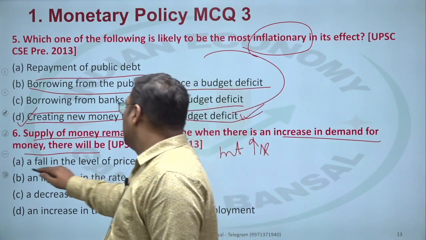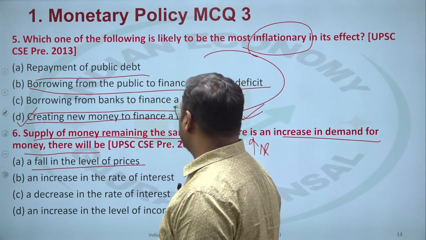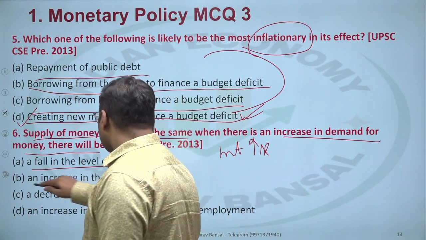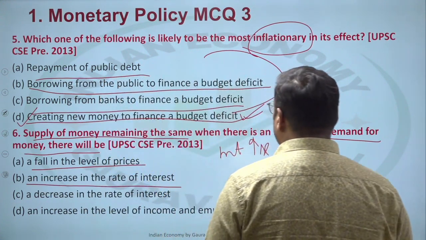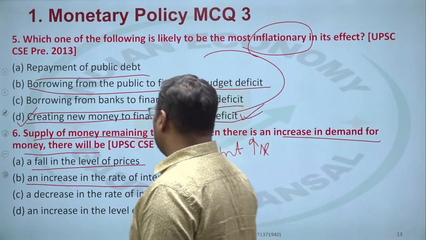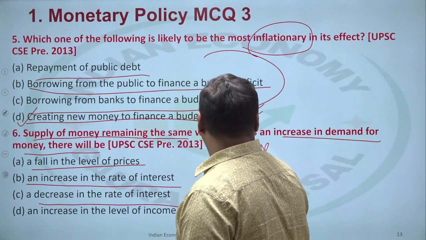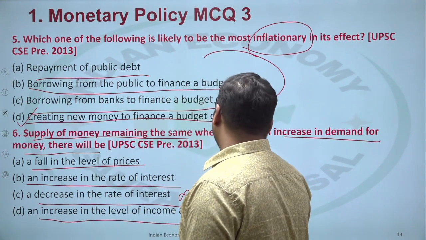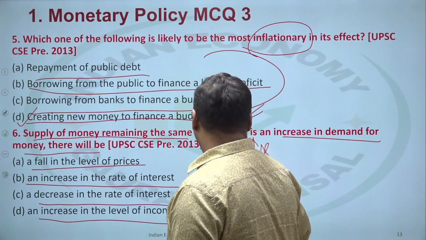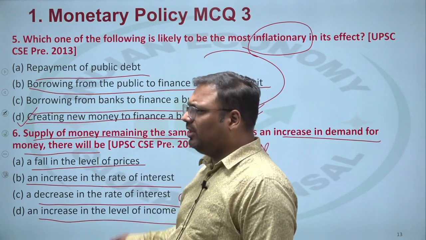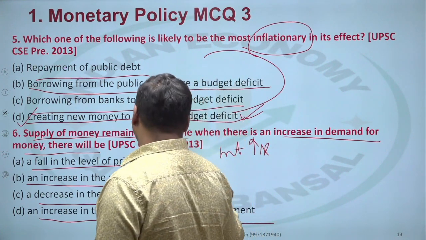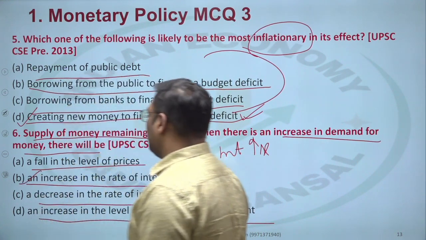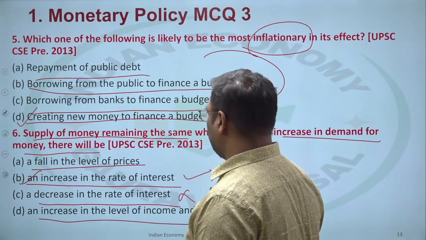Let us look at the options. A fall in the level of prices. Okay, we have to look at other options also. An increase in the rate of interest. This should happen. Decrease in the rate of interest. Should not happen. An increase in the level of income and employment. Okay, not much. B is already there, and B is already a much better answer, so we should opt for it. If there was no B, we could have thought of A, D as a possibility.